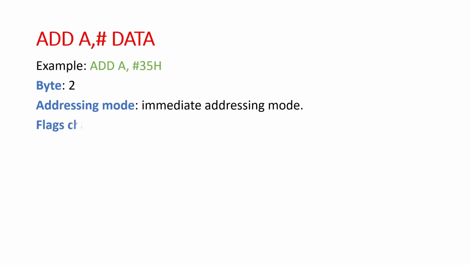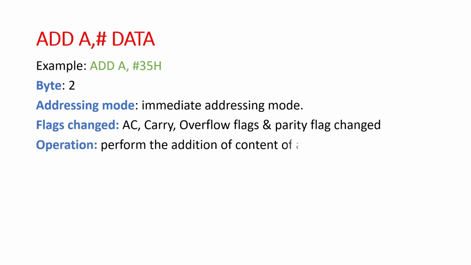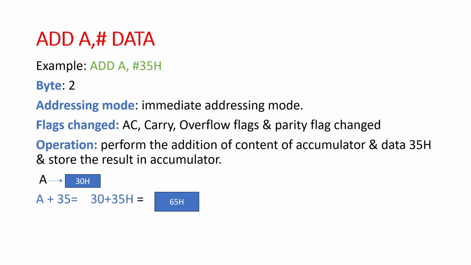Now flags change. This instruction affects the auxiliary carry, overflow and parity flags. Now the operation. By using this instruction, perform the addition of the content of accumulator and data 35H and store the result in accumulator. See, if the content of accumulator is 30H, then it will be added with the immediate data 35H and the result is stored in accumulator directly. See, after execution of this instruction, the content of accumulator is updated.